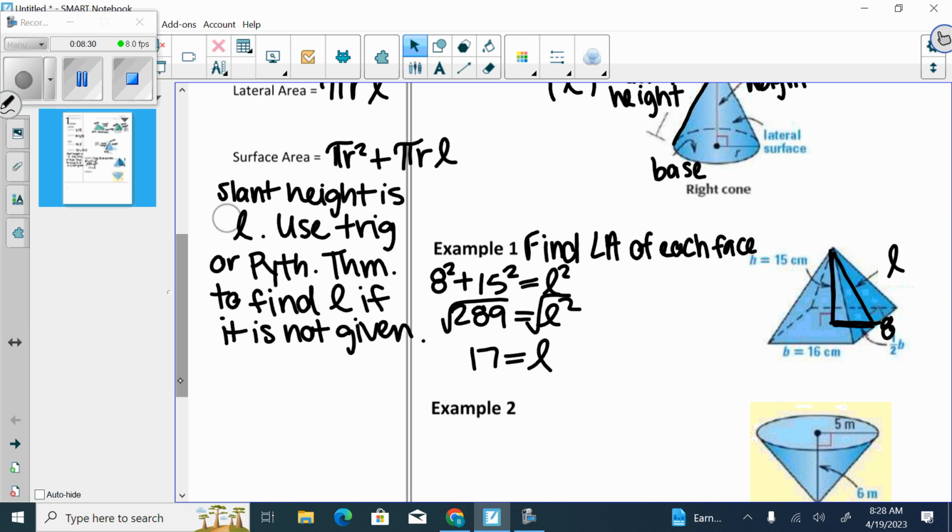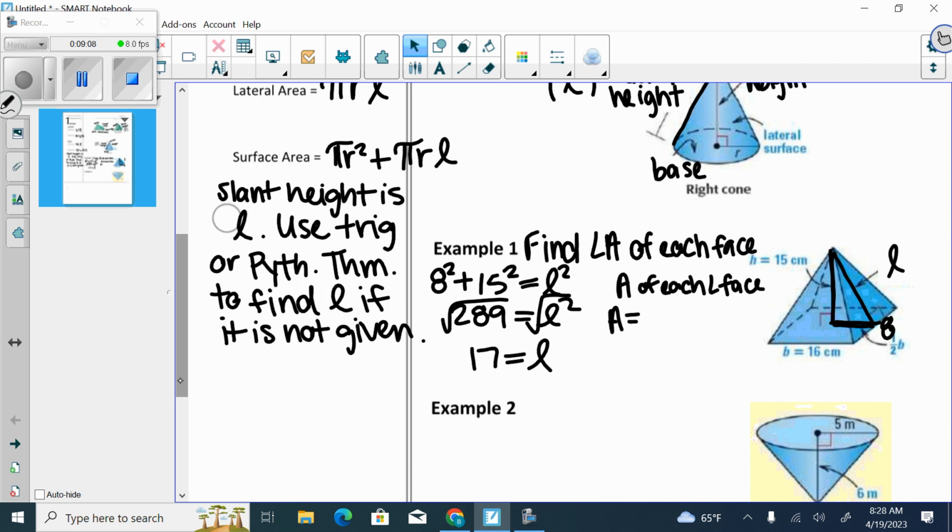Now, they did just ask for the area of each face, not the total lateral area. So really, I don't need to find the area of all of the lateral faces. I just need to find the area of one. And what kind of shape are my lateral faces? Triangles, right? So I need to find the area of one triangle. So area of each lateral face is what we are looking for. And like you guys said, those are triangles.